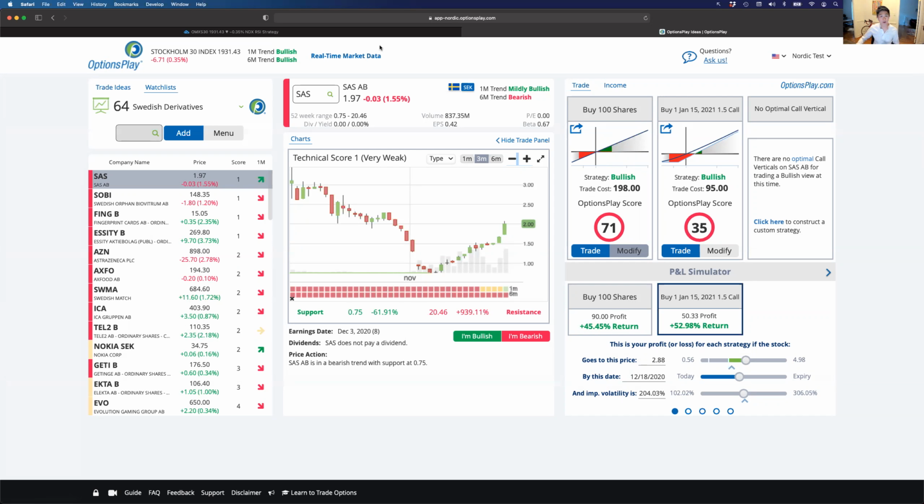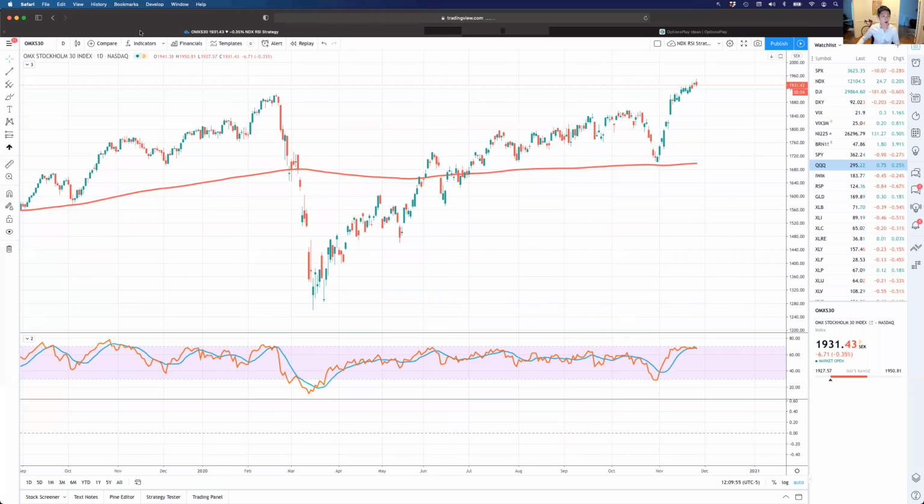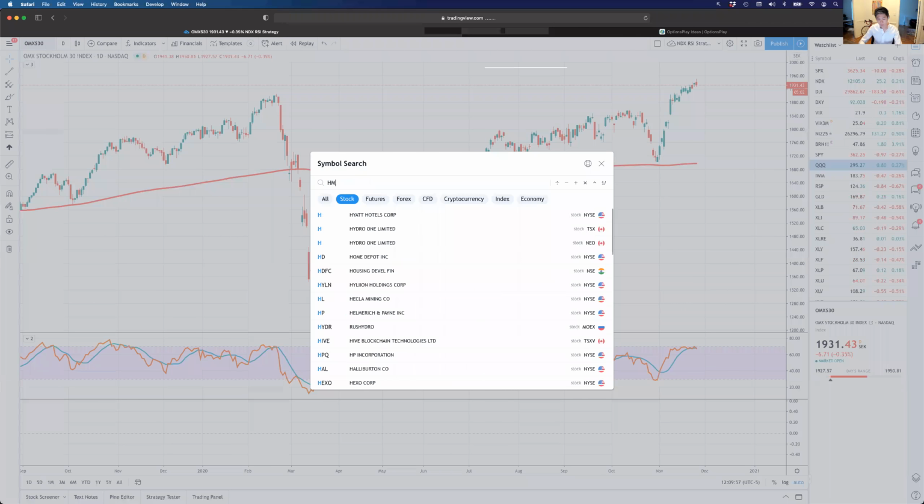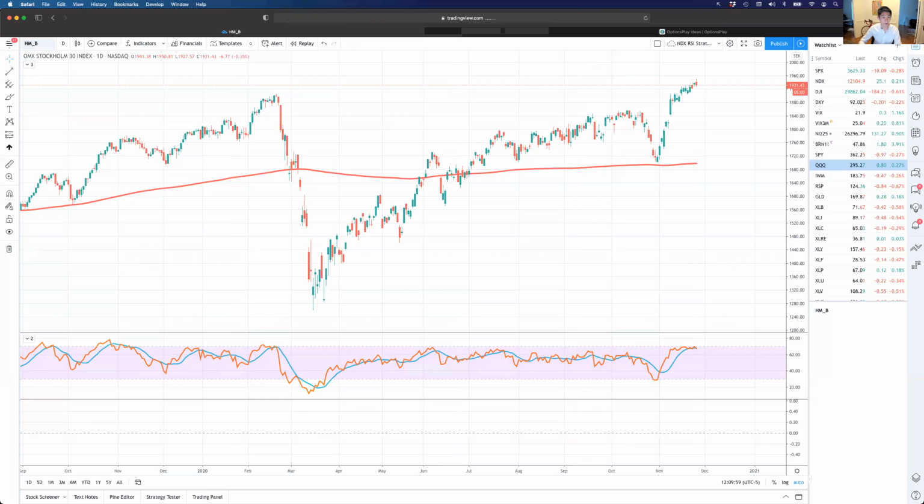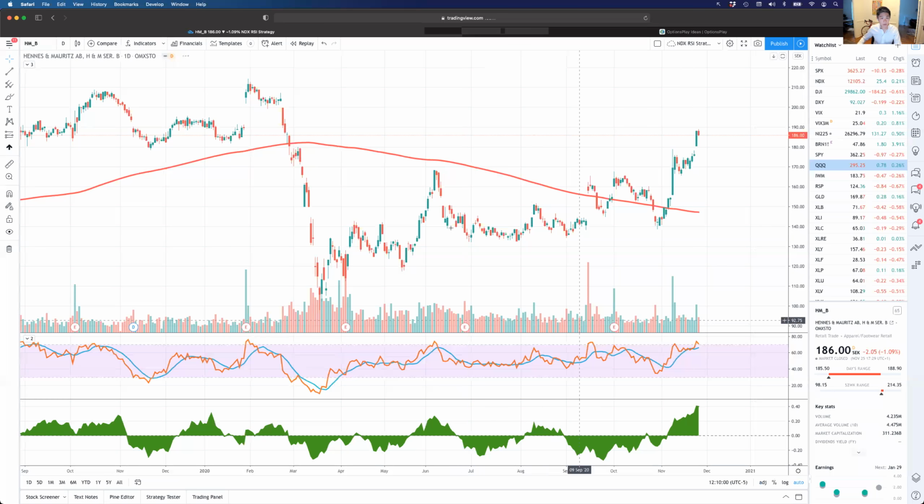I was the type of trader where I had learned to use all different types of indicators. So if you look at H&M on a chart here, you can use a moving average, you can use an oscillator, you can use a market breadth indicator. These are all different types of indicators that you can use. And sometimes you just get conflicting signals.